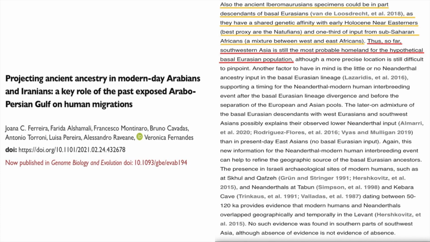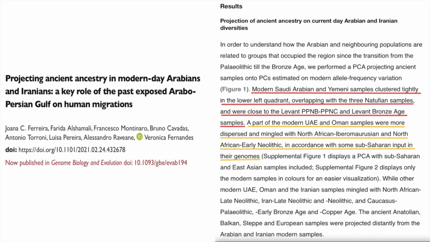And again, from this paper, projecting ancient ancestry in modern-day Arabians and Iranians, a key role of the past exposed Arabo-Persian Gulf and human migrations. Also, the ancient Ibero-Maurusian specimens could be in part descendants of basal Eurasians, as they have a shared genetic affinity with early Paleolithic Near Easterners. Best proxy are the Natufians, and 1/3 of input from sub-Saharan Africans, a mixture between West and East Africans. So there's definitely an African input within the ancient Middle Eastern populations.